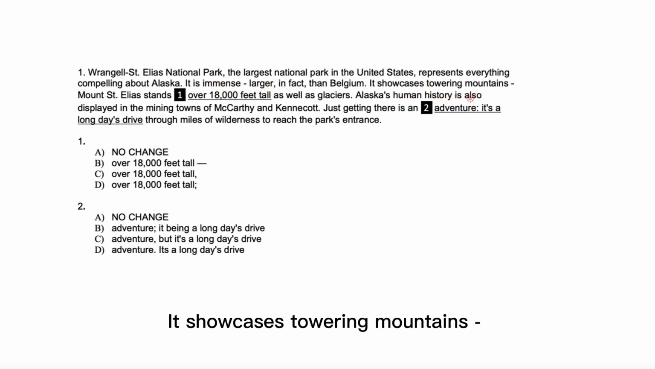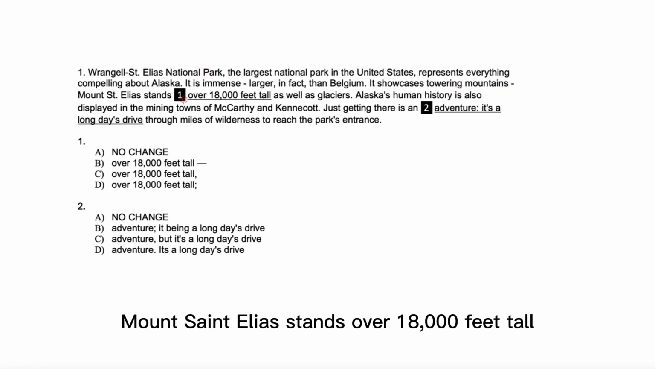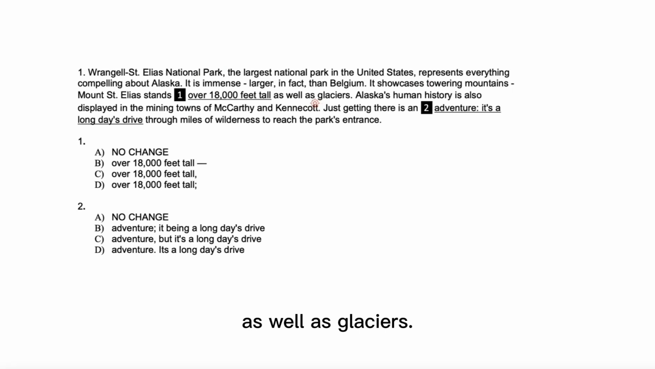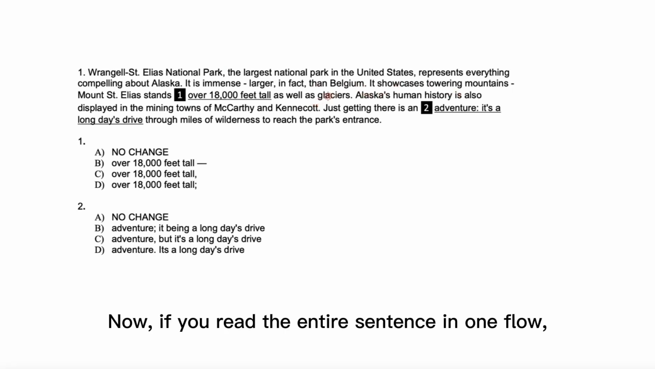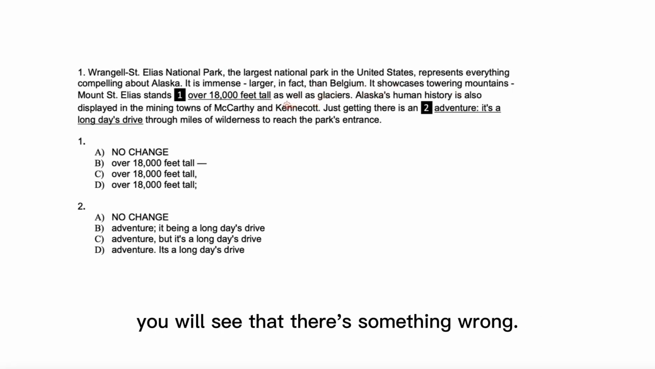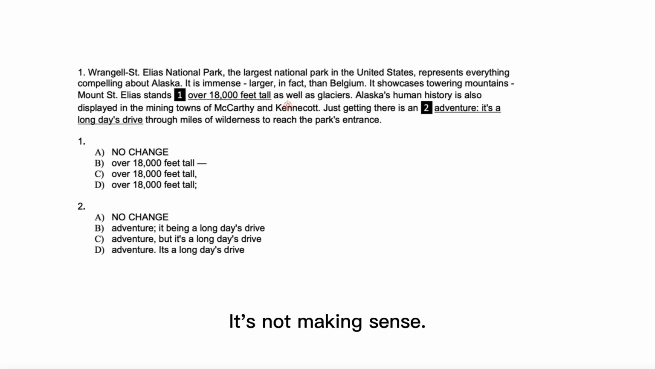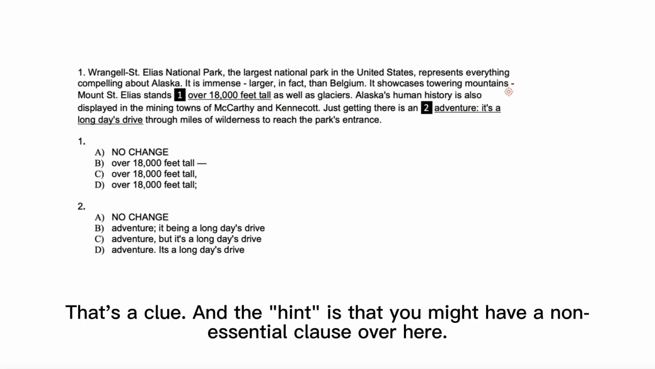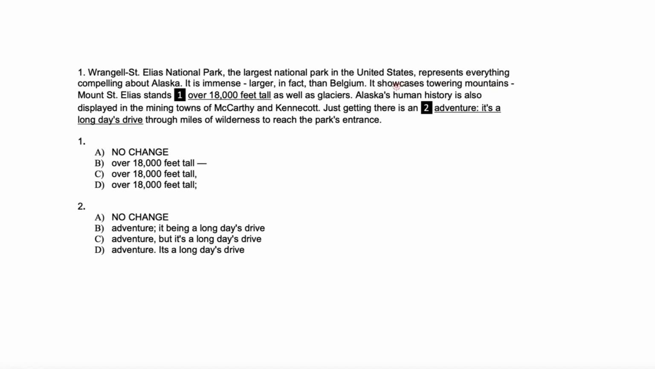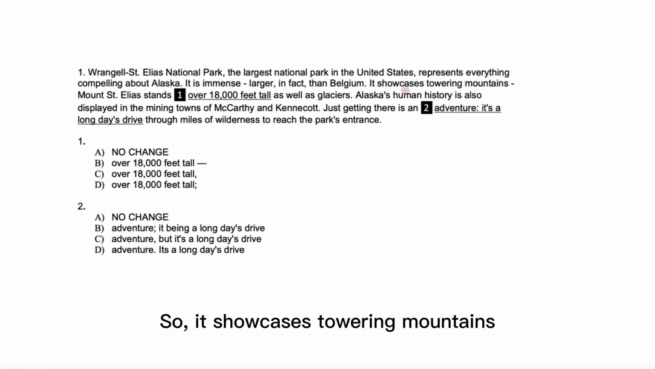It showcases towering mountains dash, Mount St. Elias stands over 18,000 feet tall, as well as glaciers. Now, if you read the entire sentence in one flow, you will see that there's something wrong. It's not making sense. We have one dash here, that's a clue. And the hint is that you might have a non-essential clause over here. And that is something we need to look for. So it showcases towering mountains as well as glaciers. This sentence is making sense.